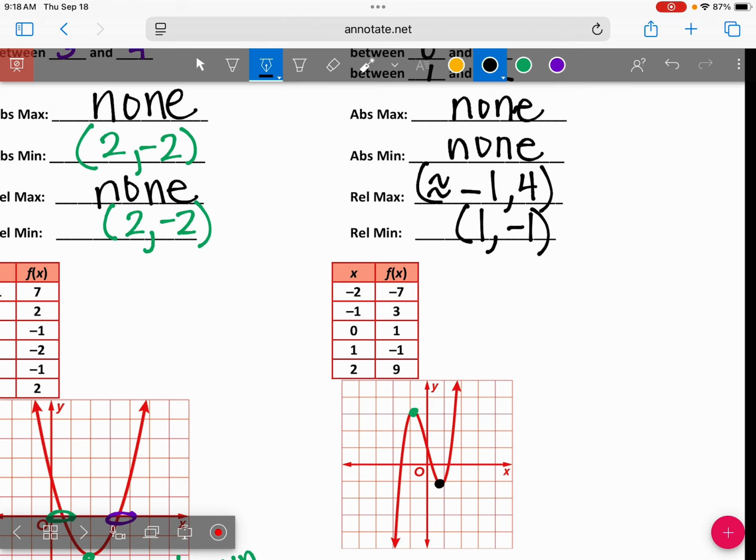All right, go ahead, flip it over to the back and try to work through the back by yourself, and then we'll go through it together.